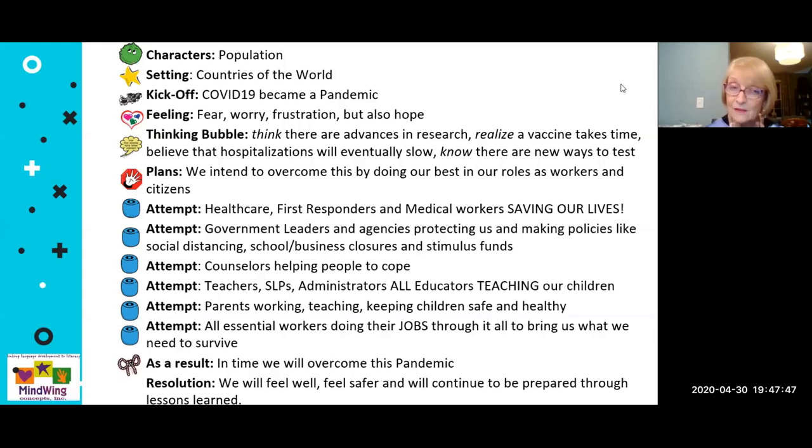And as a result of doing all of those things, which were in our plan as a world, in time we will overcome this pandemic. The resolution will feel well, stay safer, and will continue to be prepared through the lessons learned and will live our life.